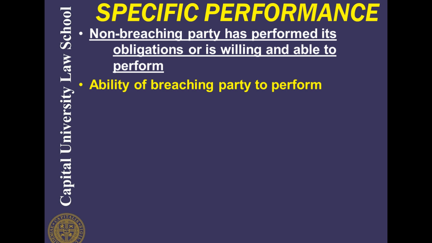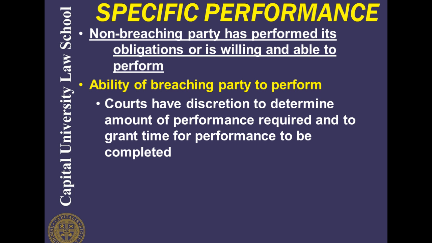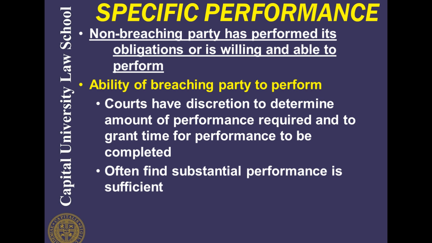Now, the non-breaching party has performed its obligations or is willing and able to perform. That is, and coupled with that, so these two go hand in glove, the ability of the breaching party to perform. So in essence, each of the parties must be able to perform their piece of the contract. And courts have the discretion, though, to determine the amount of performance that is required and to grant time for performance to be completed. So it again can look to what is reasonable under the circumstances as to how much performance will be required and how long it should take either of the parties to perform.